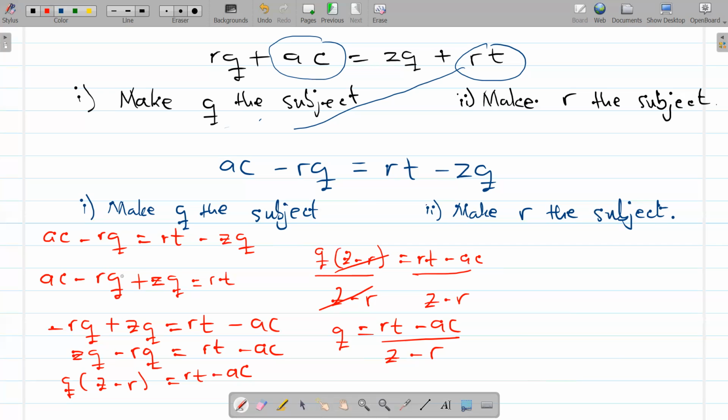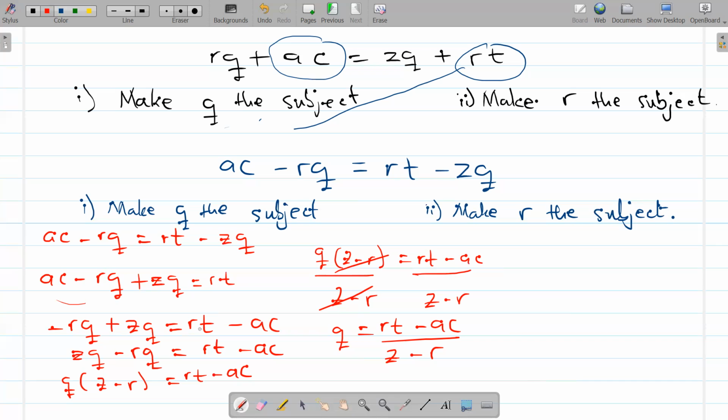That's why I said when we are moving, just do it one step at a time. So I have AC minus RQ, and I'm moving the ZQ to join. The ZQ has a minus sign in front of it, so if it comes to join, it becomes plus ZQ. Then I'll maintain my RT. The next step is to move the AC to join the RT. So if I'm moving AC, we will be left with minus RQ plus ZQ.